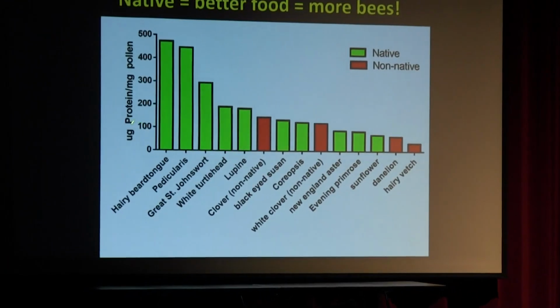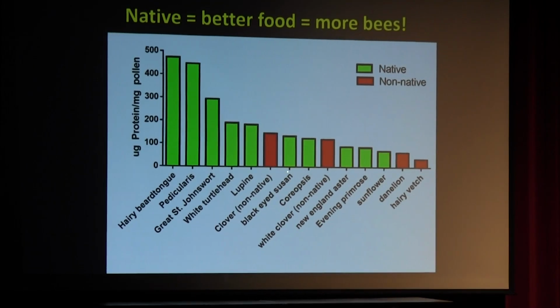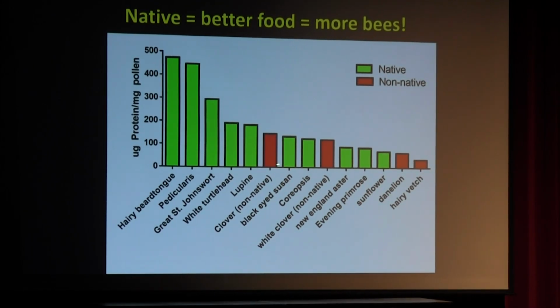John's wort. Look at how much protein per milligram of pollen, look at how high the bars are here compared to white clover, red clover, dandelion, vetch. What happens for Bombus fervidus, one of the target bumblebees, is it collects pollen passively when it's collecting nectar. So it's all over vetch and red clover and using that pollen.